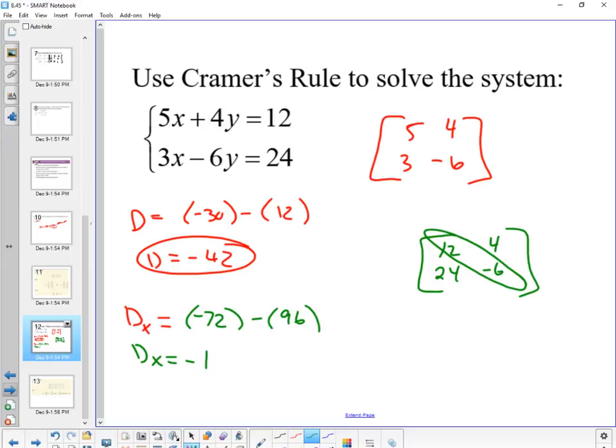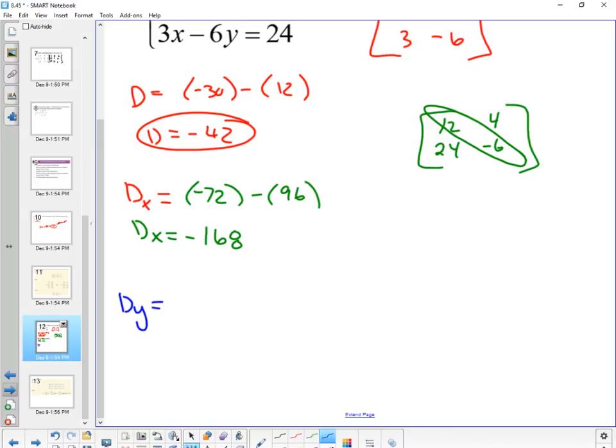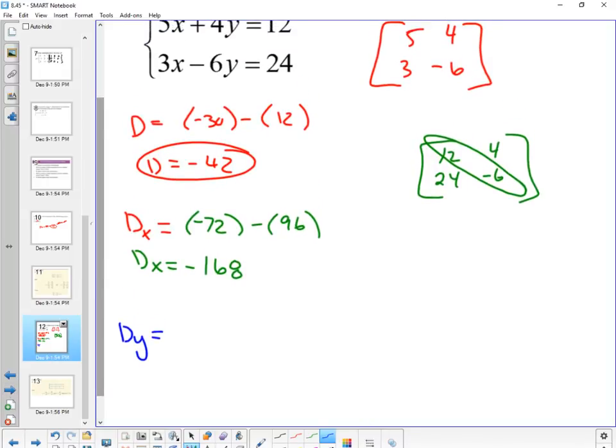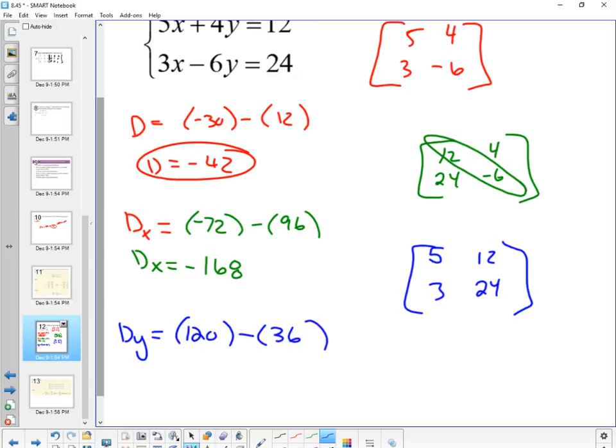And then what do I do for d sub y? I do the other swap. So I would have 5, 3, and then 12, 24 in the y solution part. Again, something minus something. 5 times 24 is 120, minus 36, since 3 times 12 is 36. So d sub y is equal to 84.